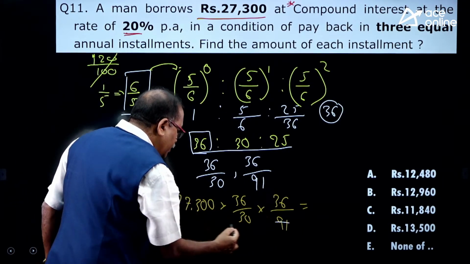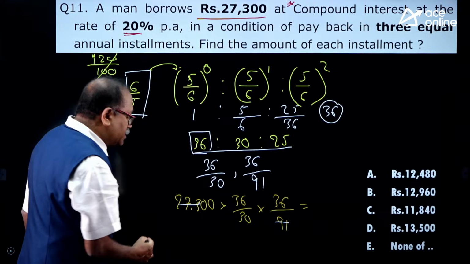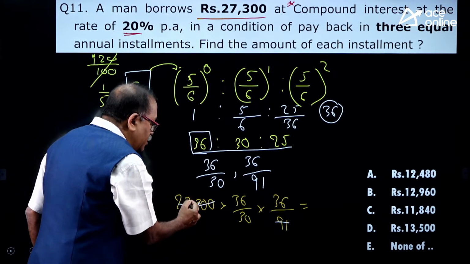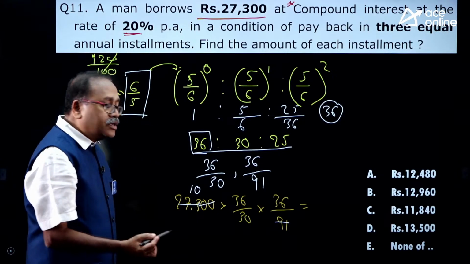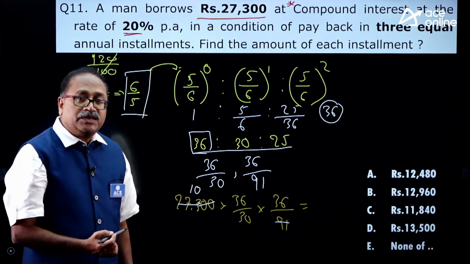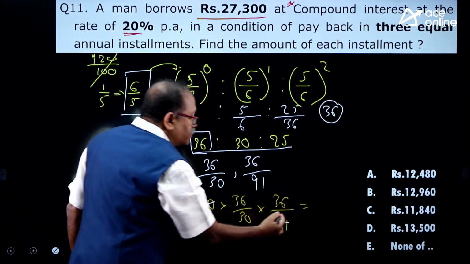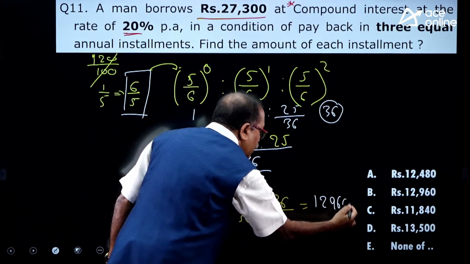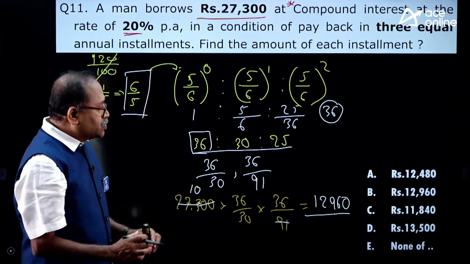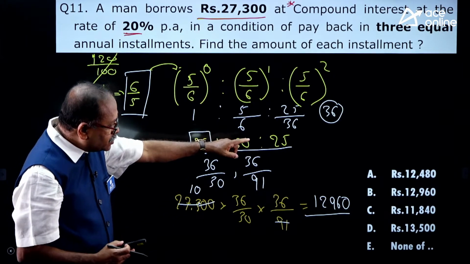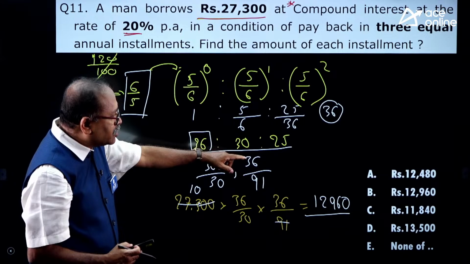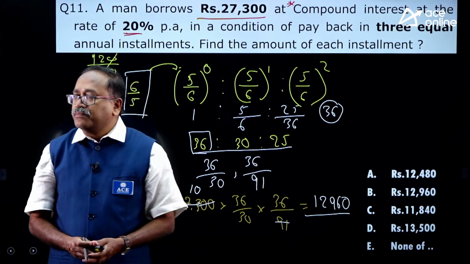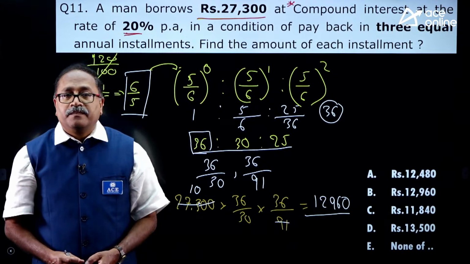This gets cancelled how many times? I notice that 3 times it is getting cancelled, and 300 divided by 30 I am getting 10 over here. Now, 36 square followed by 0. If you know, 36 square is 1296, and put a 0 over here. That should be your answer. That means option 12,960, option choice B. That is your answer.